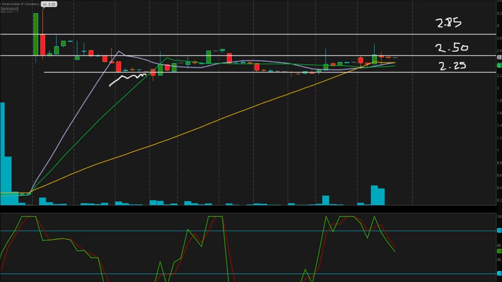Tested it all along here. It did break down here, but we bounced back up. Testing it some more, broke down, but bounced back up. So 225 support looks like it's going to hold pretty well.